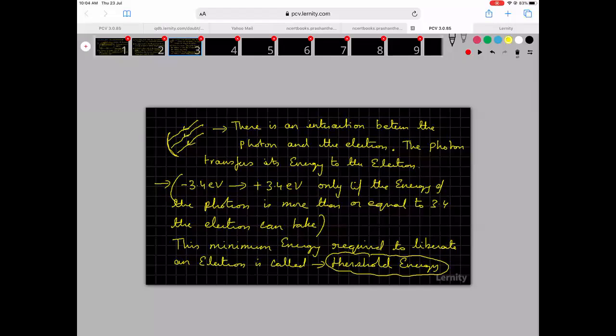There is an interaction between the photon and the electron. The photon transfers its energy to the electron. Not all photons will transfer energy to the electron. Only those photons which have an energy beyond a particular value will be meaningful. The others are of no use to us. I will explain with an example. That minimum energy required to liberate an electron is called threshold energy.